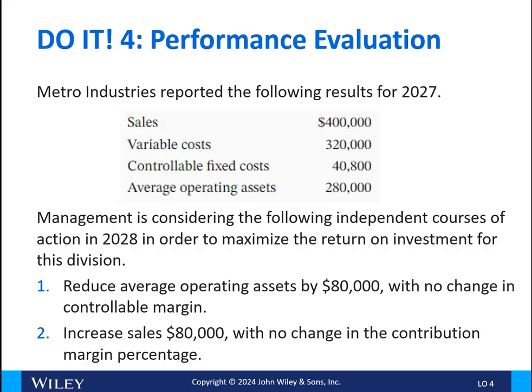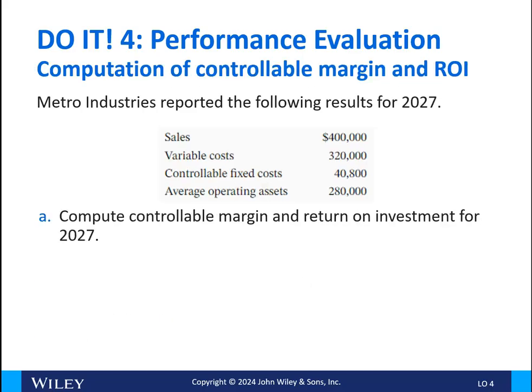We're going to reduce average operating assets by $80,000 with no change in controllable margin. That's one option. The other option would be to increase sales $80,000 with no change in the contribution margin percentage. So what we're going to do first is compute the controllable margin and return on investment for 2027.